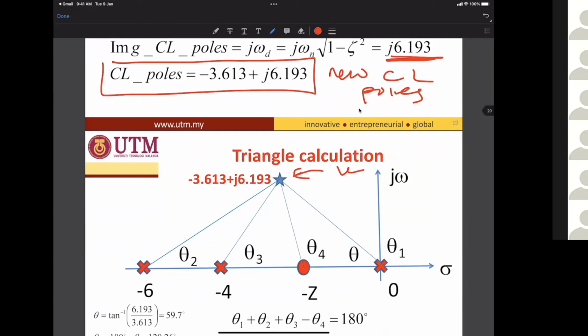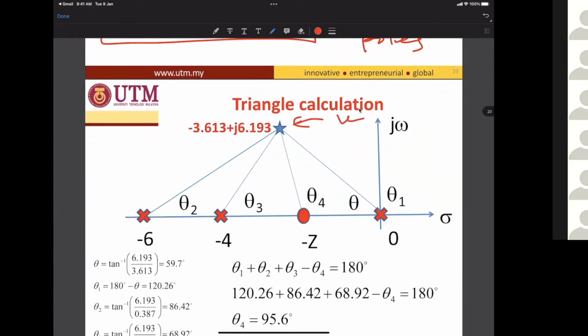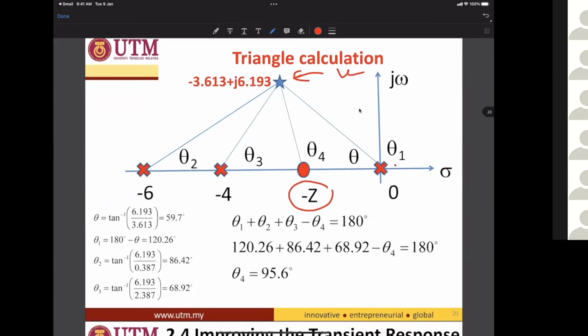So we draw a graph, a simple graph like this, where the open loop poles is 0, -4, and -6. And the new zeros from the PD controller, kita letaklah mana-mana dekat real axis. Nak letak sini boleh, nak letak sini boleh. Letaklah mana-mana, just assumption sahaja. Okay, so dalam contoh ini, saya letakkannya di sini, -Z kat sini. Dan kita kira sudut dia: sudut theta 1, sudut theta 2, sudut theta 3 dan sudut theta 4.